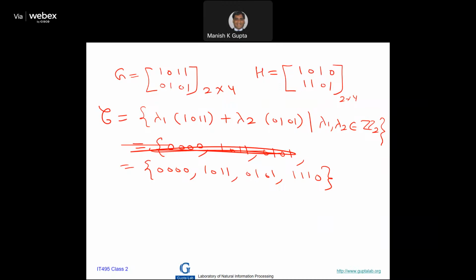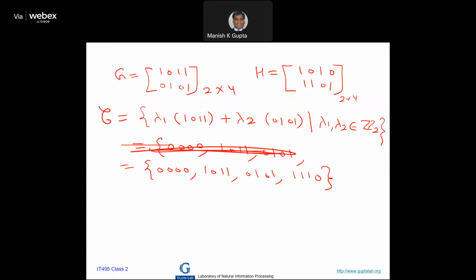If G is [I_K A], H is [minus A transpose, I_{N minus K}], right? This is how we got the parity check. Now, from H, you see what is the definition of C? It's the null space of H, means all those vectors X such that HX transpose is equal to 0. That's the definition I gave to you, right?